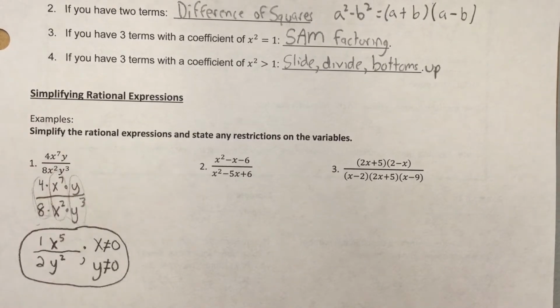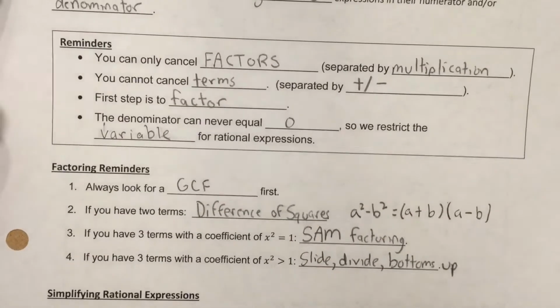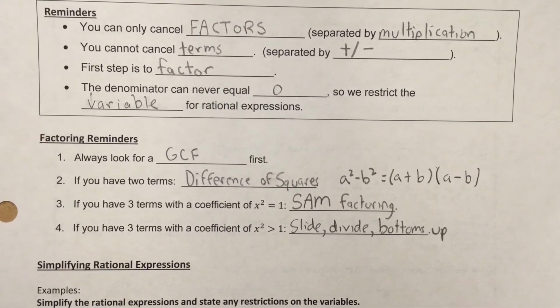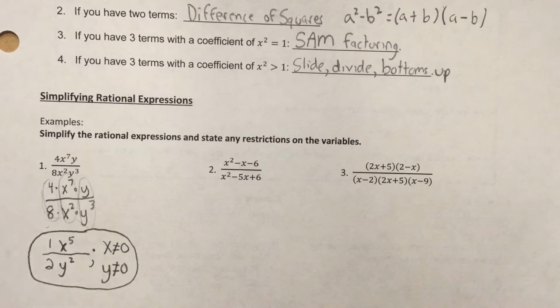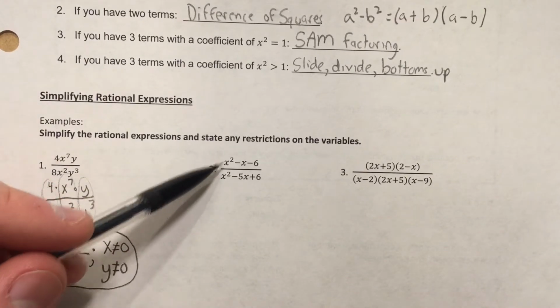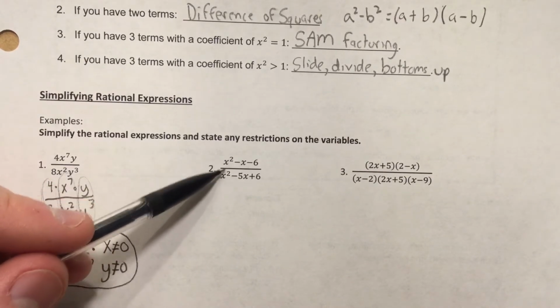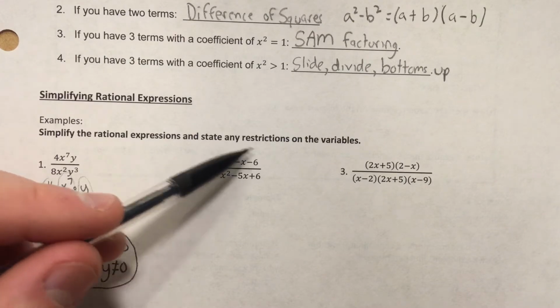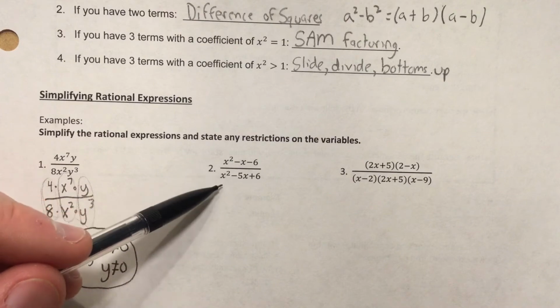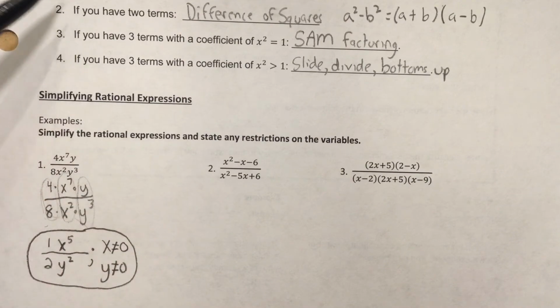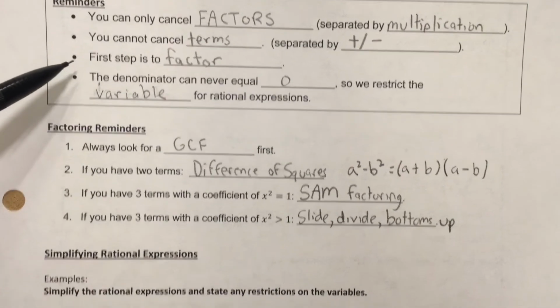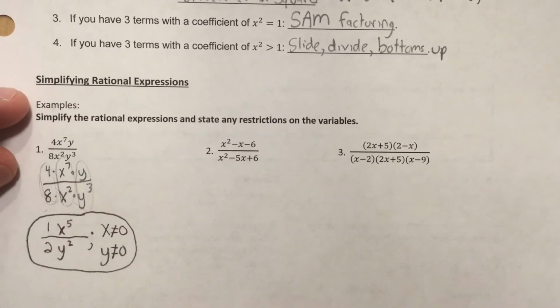Now for number 2, remember, we can only cancel factors that are separated by multiplication. We cannot cancel terms. So the way we're looking at number 2, a lot of people are going to want to cancel the x squareds, but these are not factors. These are terms. They're separated by subtraction. So we cannot cancel anything out the way it is right now. So we go back here and we're saying, all right, our first step is to factor. We have to factor this problem before we can cancel anything out.